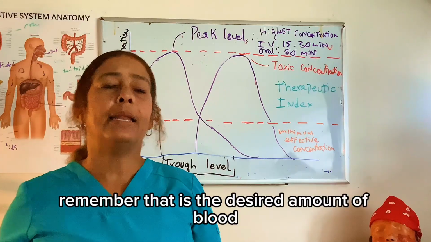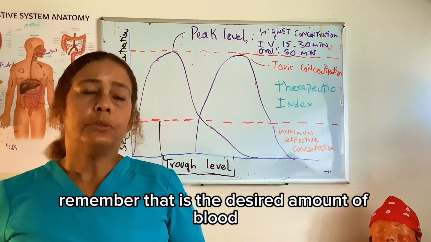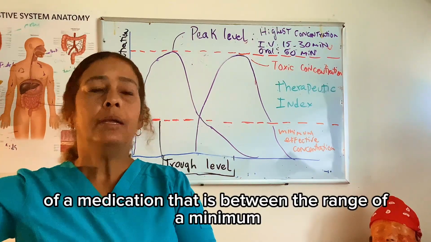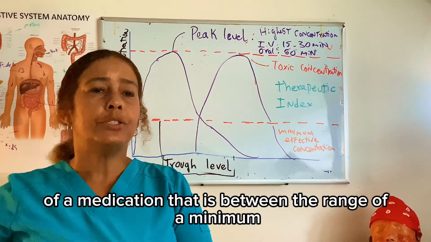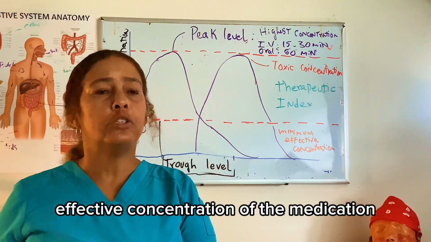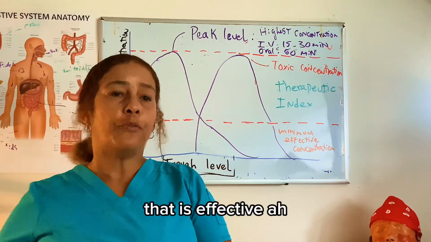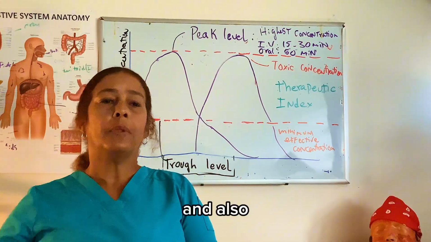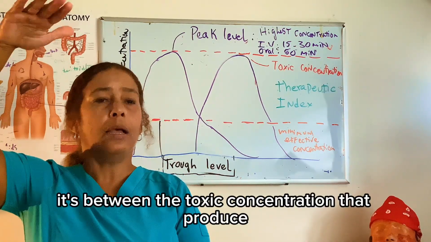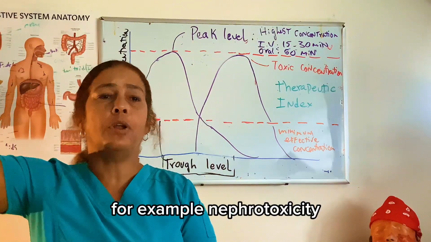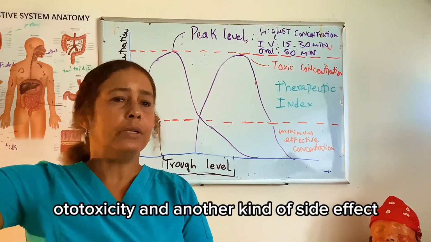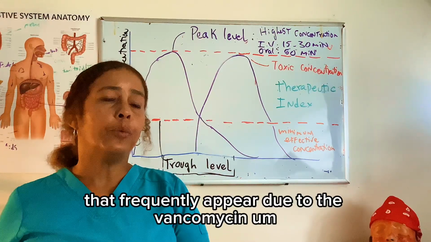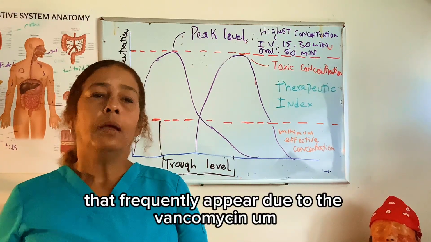Therapeutic index, remember, is the desired amount of medication in the blood, the quantity that is between the range of a minimum effective concentration, which is effective to inhibit the bacteria cell wall, and also the toxic concentration that produces, for example, nephrotoxicity, ototoxicity, and another kind of side effect that frequently appears due to vancomycin.